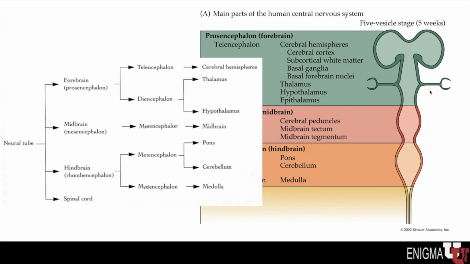This is the 5-vesicle stage shown here at 5 weeks. These will later become the cerebral hemispheres. And here we have the precursors to the thalamus and the hypothalamus and so forth. The midbrain here includes the cerebral peduncles, the midbrain, tectum and tegmentum that will develop later on. The hindbrain later becomes the pons and the cerebellum, as well as the medulla oblongata. And then down below, this is the precursor to the spinal cord.